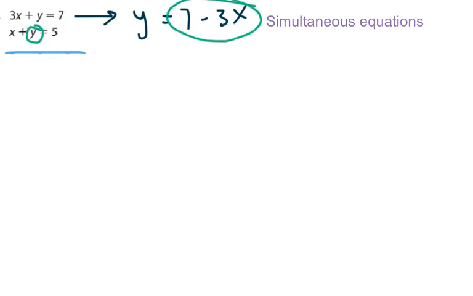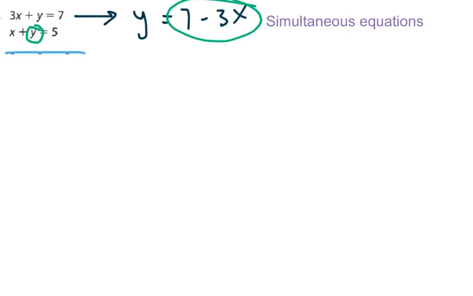Instead of writing this like 3x plus y is equal to 7, I'm going to write that y is equal to 7 minus 3x. So I've rewritten this equation here with y as being the subject of the formula. Y is equal to 7, take away 3x. And that means in the next equation, instead of writing down y, I'm going to write 7 minus 3x, because that's what y is equal to.